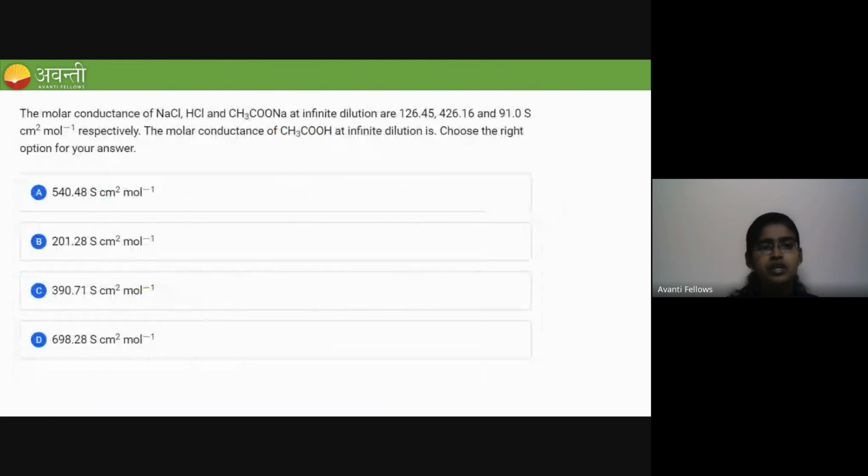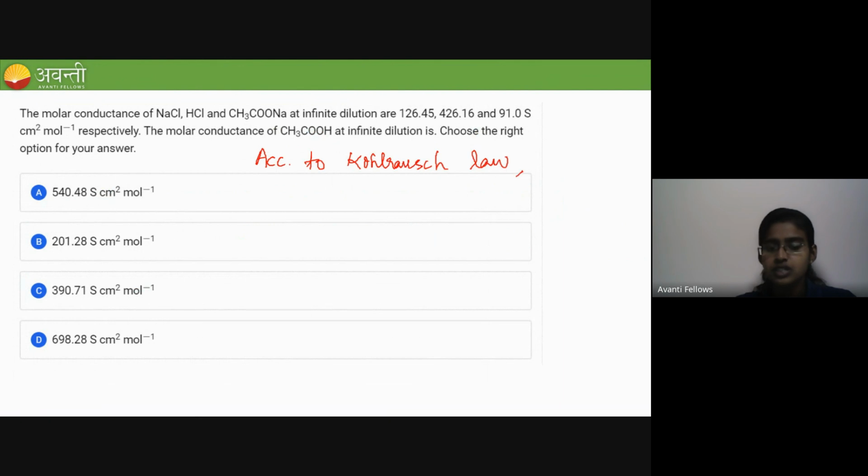The molar conductance of 3 compounds are given at infinite dilution. And we have to find out the molar conductance of acetic acid at infinite dilution. It is a very easy and very important formula. I'll tell you how to solve it. According to Kohlrausch law, at infinite dilution, for the given species, CH3COOH plus NaCl gives CH3COO minus Na plus and HCl. So this is the equation.